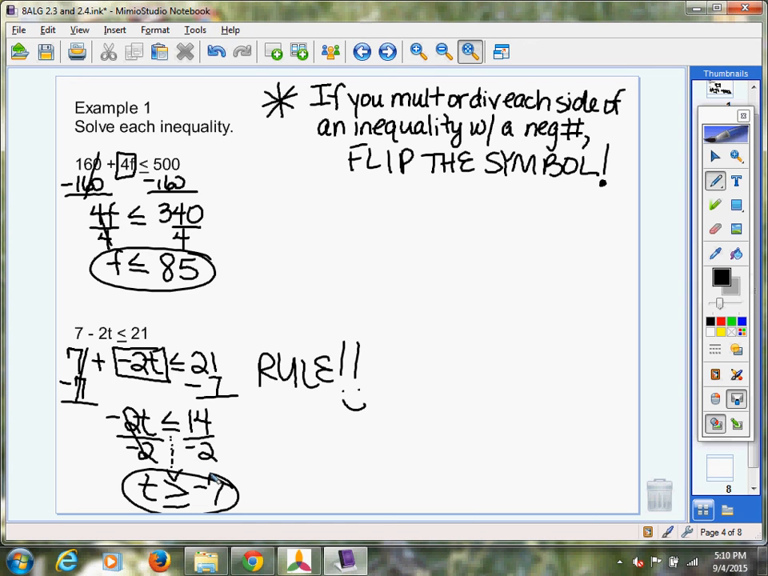All right, so two-step equations, you got this. This is how you do it. So just be careful, undo addition and subtraction first. Then when you undo multiplication and division, be really careful. Use the rule if the number you're moving is negative. If you're multiplying each side with a negative number or dividing each side with a negative number, use the rule and flip the symbol over.